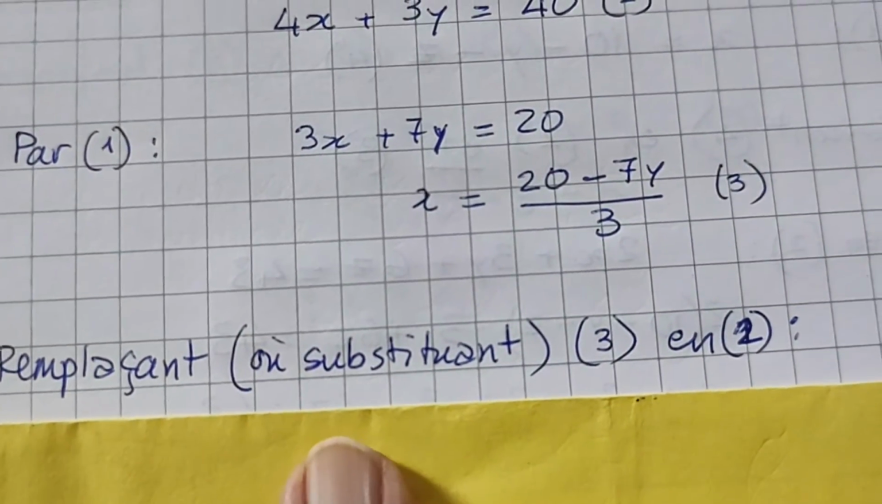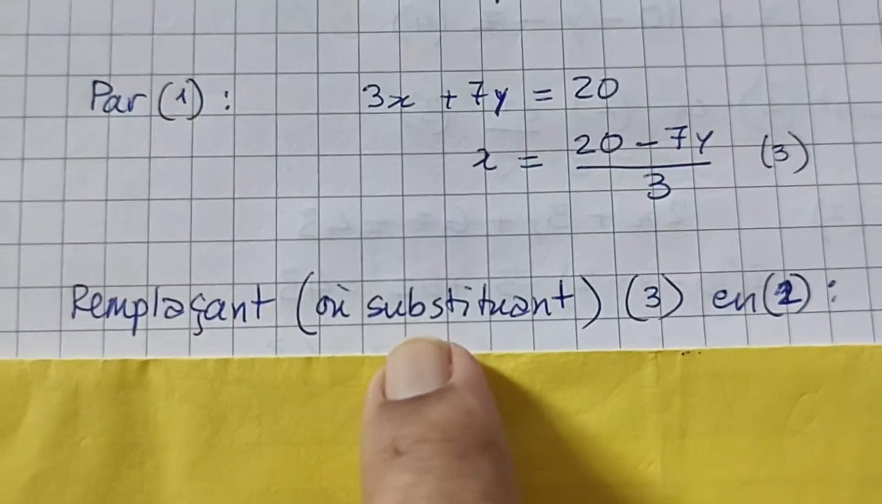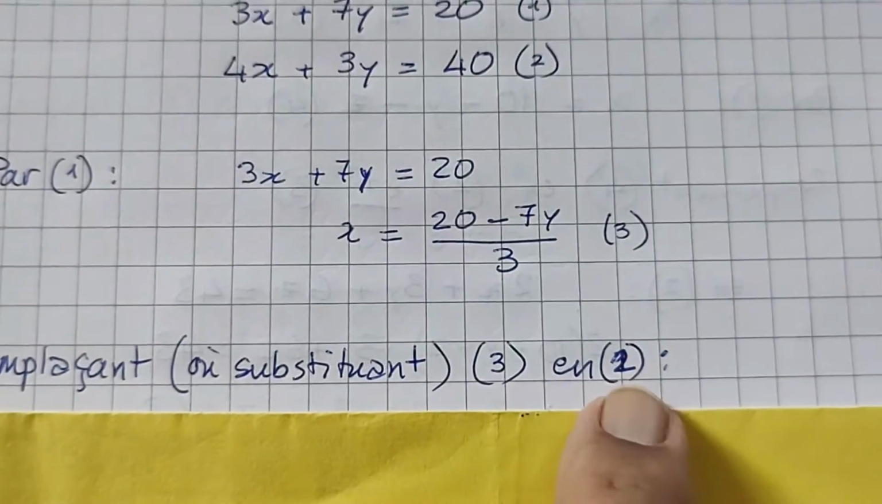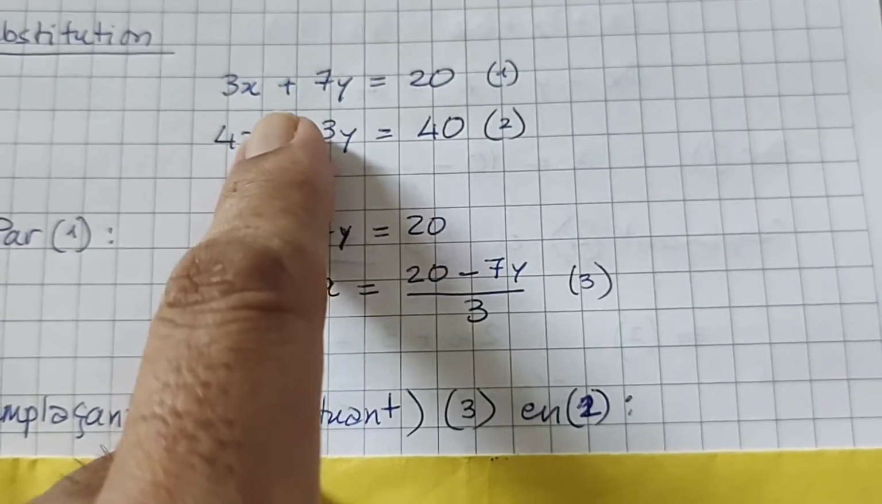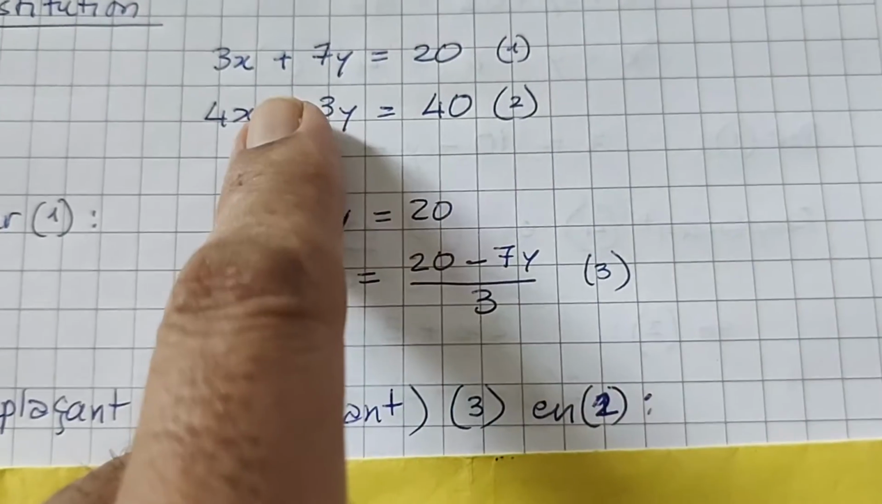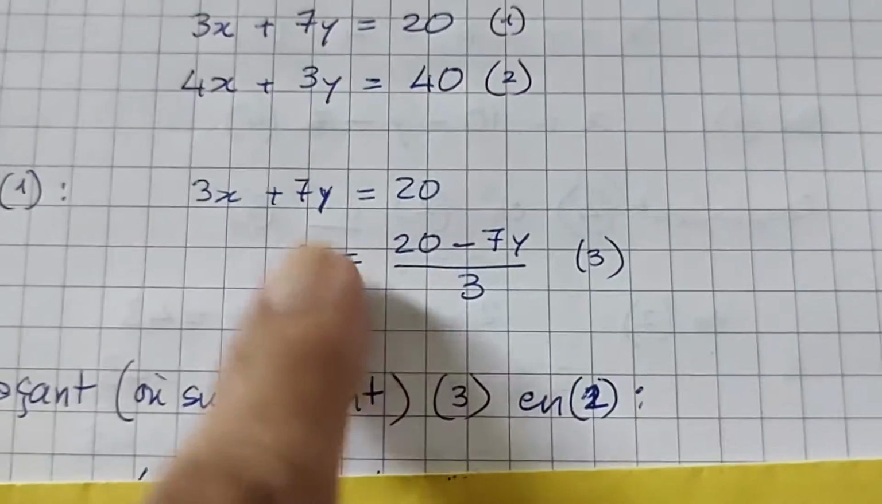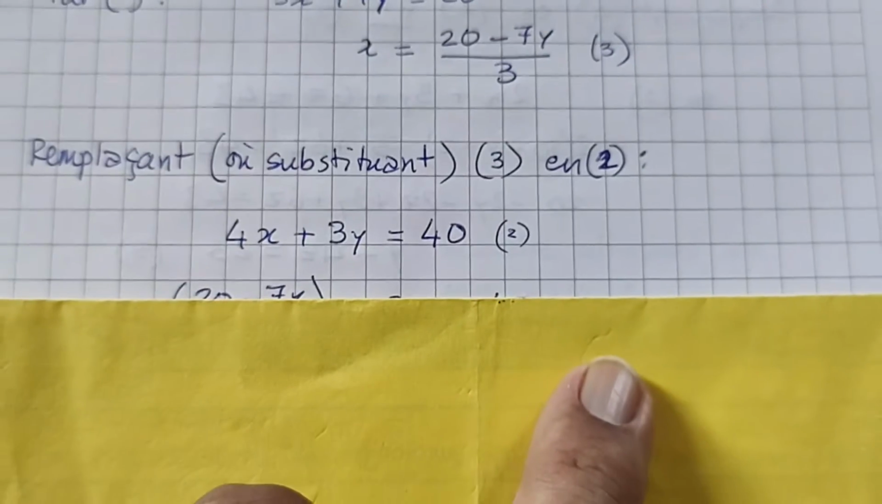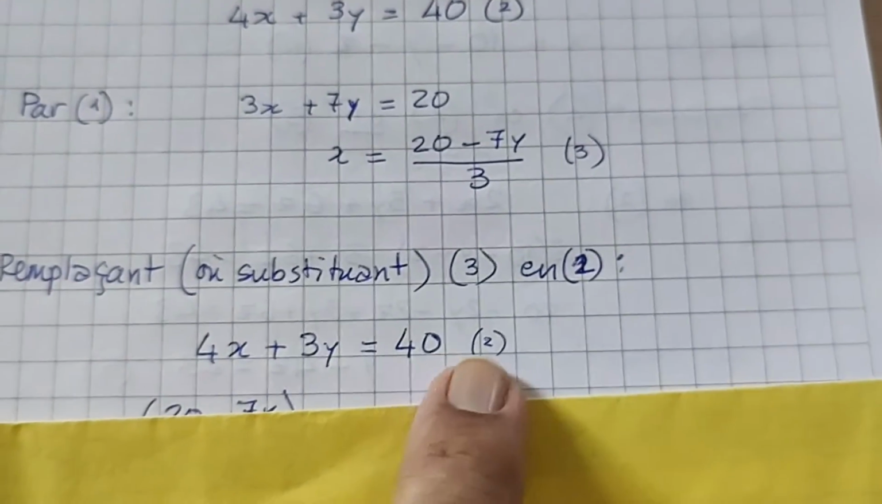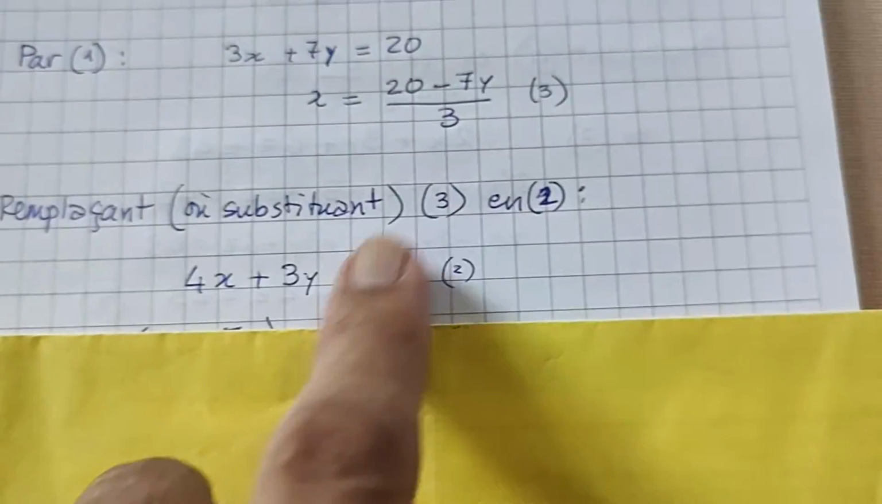Remplaçant ou substituant, that's where the name comes from, substitution. 3 into 2. So we put 3 into 2. Remember, we got it from 1, so if we put it back in 1, it means nothing. We'll come back to the same thing. And we put it in 2. So 2 again, I copy it. First, 4x plus 3y is equal to 40.